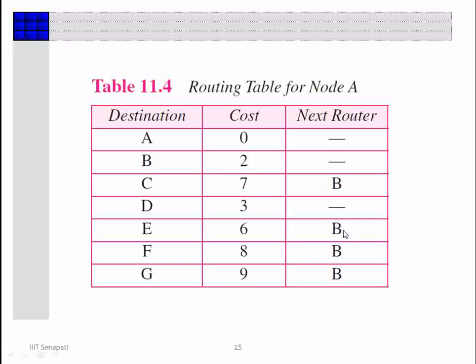This is the table for A, where you are mentioning you can reach A with 0 cost, B with 2 cost directly, D in 3 cost directly, C through B, and E, F, G through B, with these particular costs. In this way you create a table. Although you can have some other information as well in this table, these are the minimum things that you have to keep.